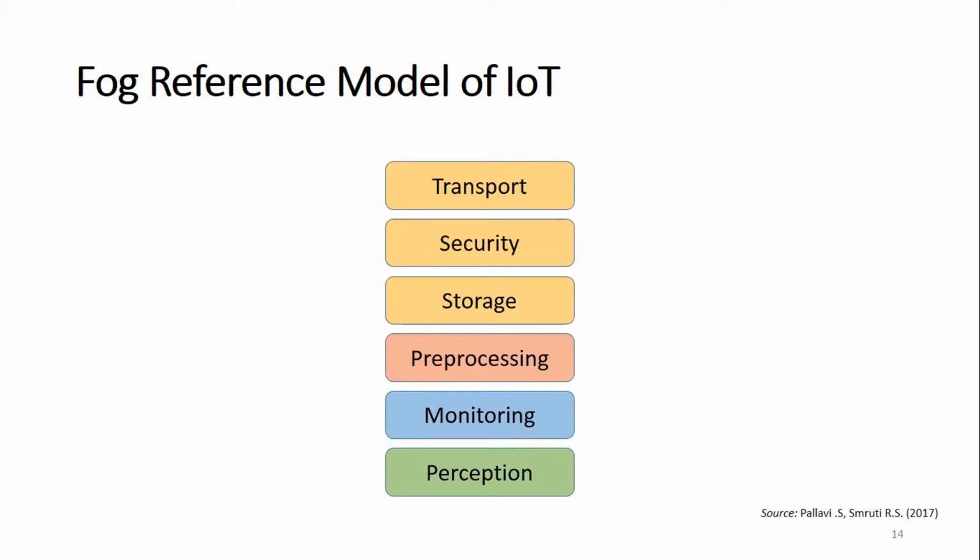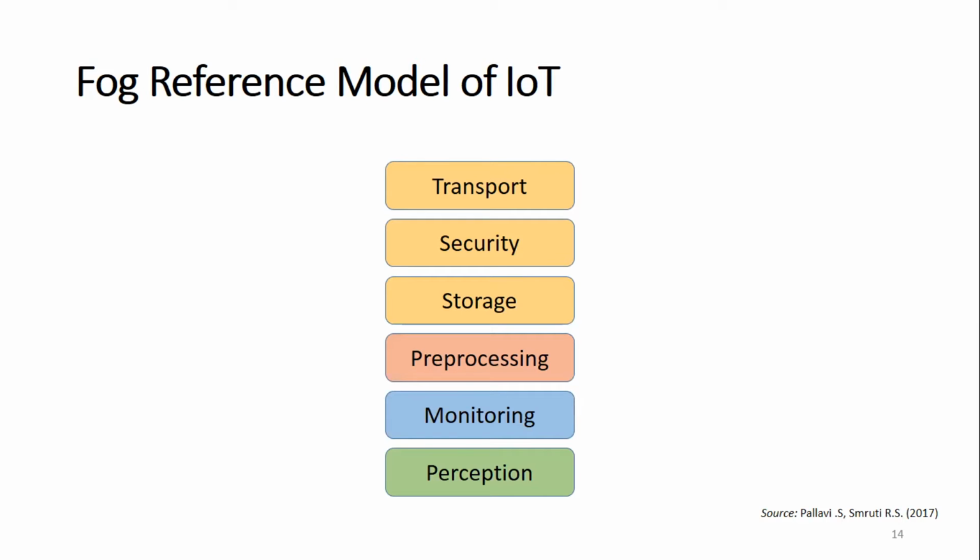And when you integrate fog computing into the IoT, there will be a different reference model. So a fog reference model presents a layered approach which inserts the monitoring, pre-processing, storage, and security layers in between the physical or the perception layer and the transport layer.